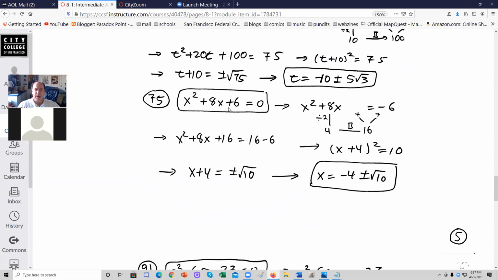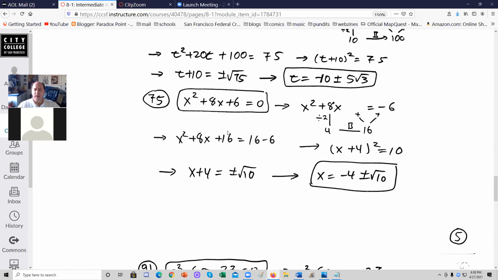x squared plus 8x plus 6 equals 0. Subtract 6 from both sides. x squared plus 8x equals negative 6. Take half of this 8, which is 4. Square that is 16, add to both sides. x squared plus 8x plus 16 equals 16 minus 6.